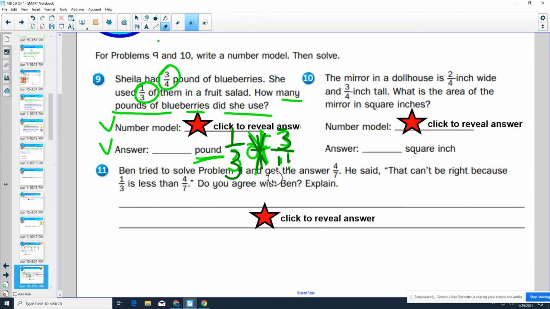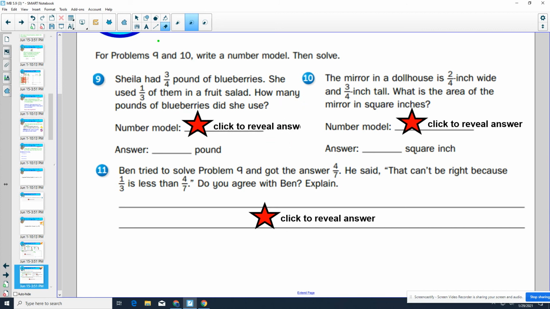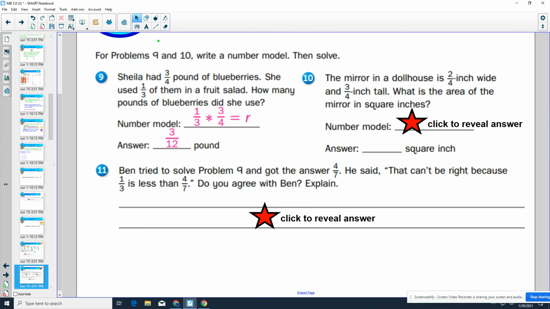So let's check your answer with what we have here. Okay, so you should have a number model of 1/3 multiplied by 3/4 equals R. The R could stand for blueberries or fruit salad. You could have done F or B or any letter to represent the unknown, which would be the answer. And then 3/12 pounds is how much she used.